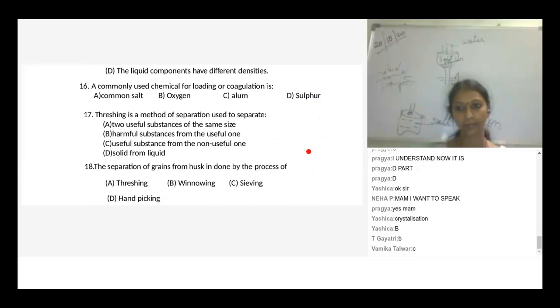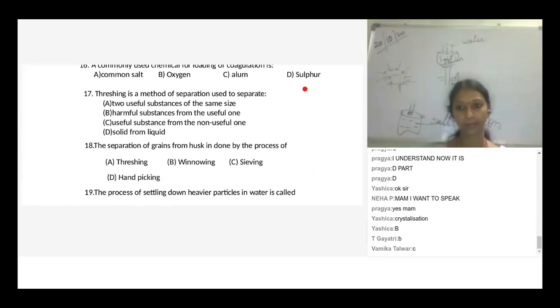Ma'am, I thought that alum was used to speed up the process of loading. Yeah, alum can speed it up. Yes, it speeds it up. Yeah, that is also true.